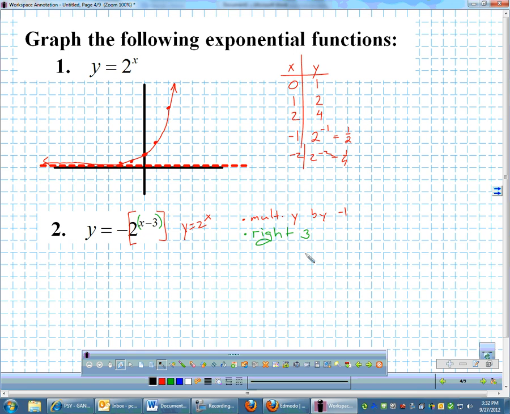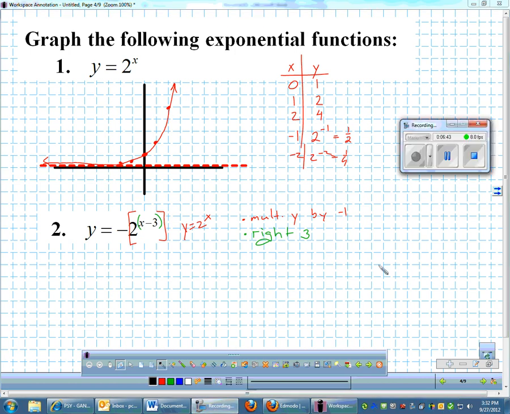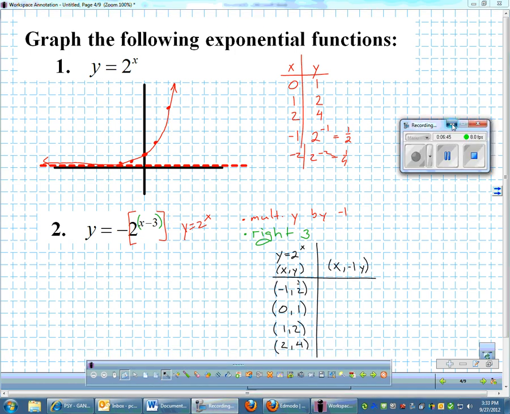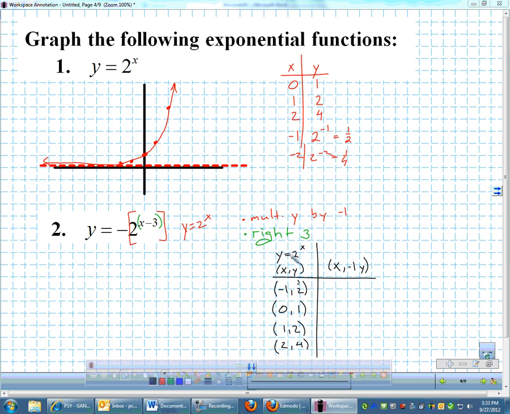And I like to do that with a table. So if I multiply my y-coordinates by negative 1, I know my parent function is 2 to the x. I'm going to pause this while I start the table. So I start a little table with just 2 to the x, because that's the parent function. And I list some ordered pairs: (negative 1, 1 half), (0, 1), and (2, 4).